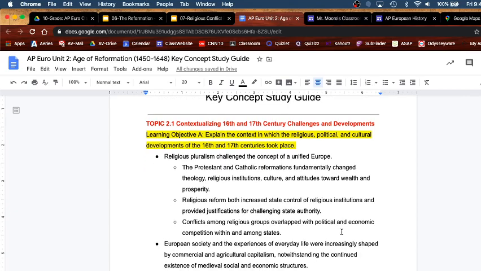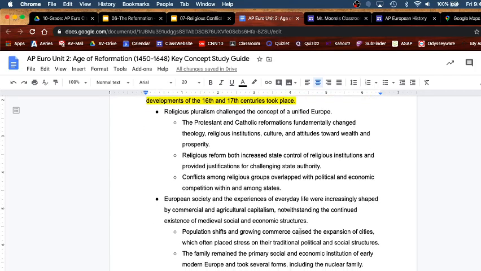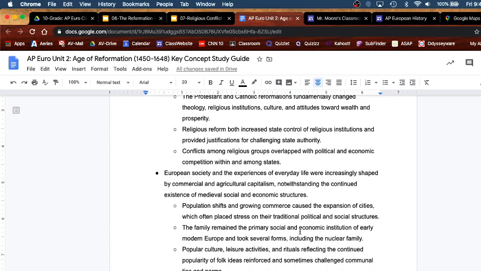example right there. Conflicts among religious groups overlapped with political and economic competitions within states. Unfortunately, it's not just a theological debate that's going to happen, but this era of Reformation is going to cause some of the bloodiest wars in the history of Europe, and that's the sad part of this story. It's going to be Christians killing other Christians to prove which Christian church is right, and that's the sad part of this story right here. They're not acting very Christian-like.